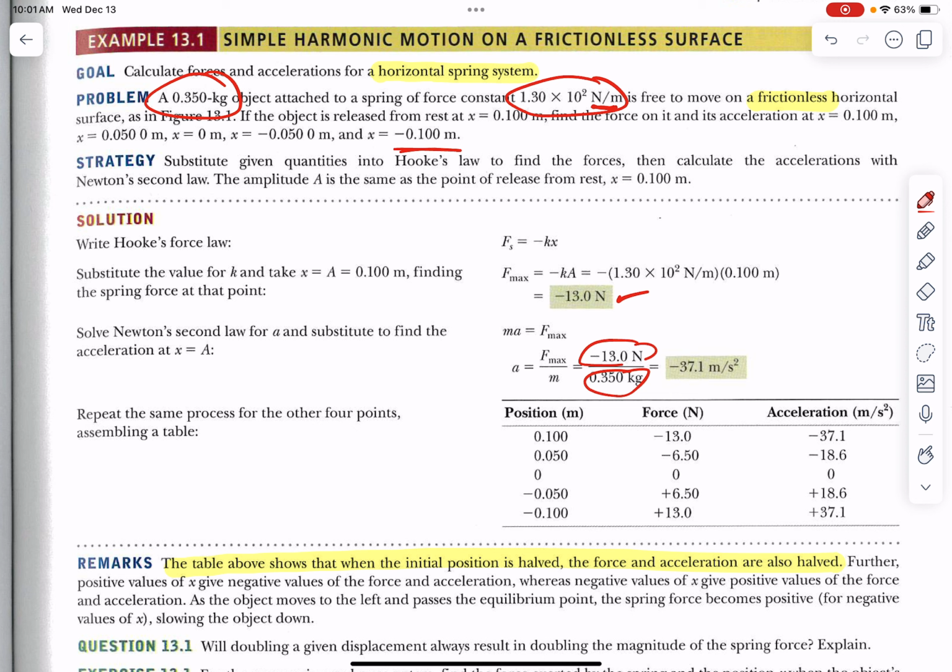One thing you should notice down here from this table is that when the initial position is halved, then the force and acceleration are also halved. You double the amount that you're stretching the spring or compressing the spring. That's going to take twice the force, and it's going to give you twice the acceleration.